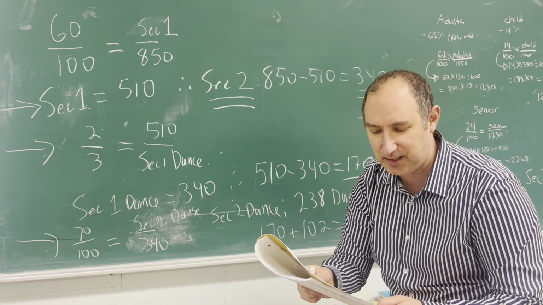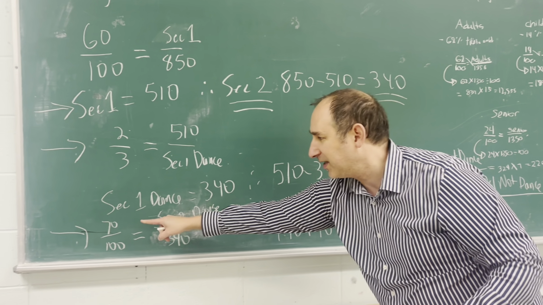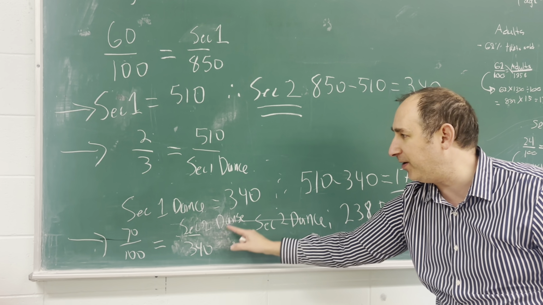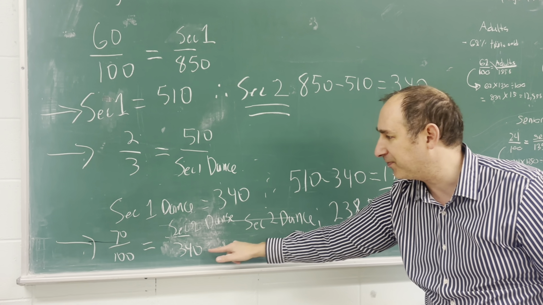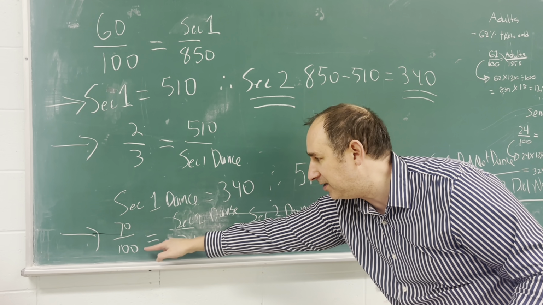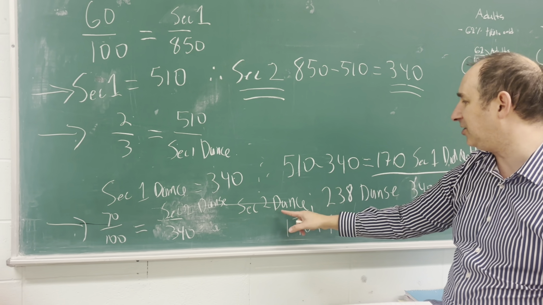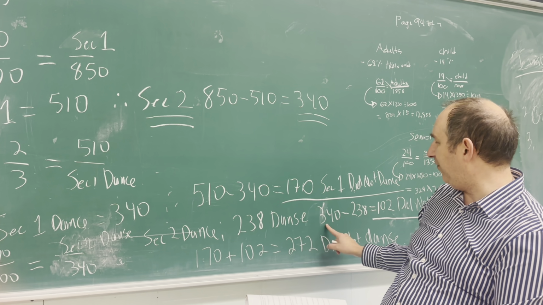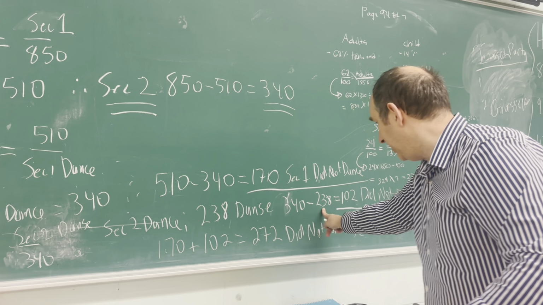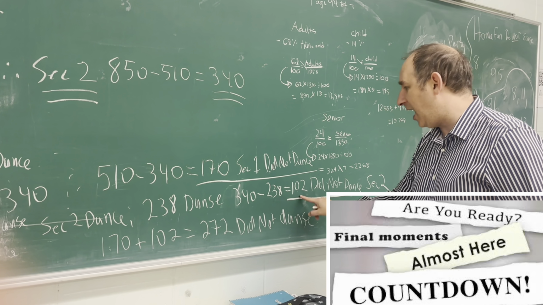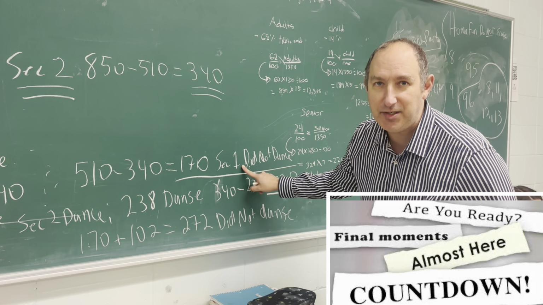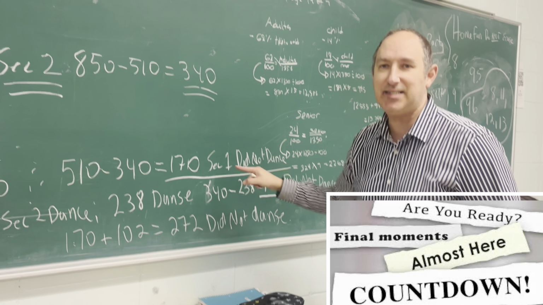70% of the students in secondary 2 went to the dance. So 70 over 100 right away, sec2 over 340. That 340, I got from the step over here. I do 340 times 70 divided by 100. I've got sec2 dance is 238. Those that did not dance, 340 minus 238 is 102. 102 students did not dance in secondary 2. 170 students did not dance in secondary 1.